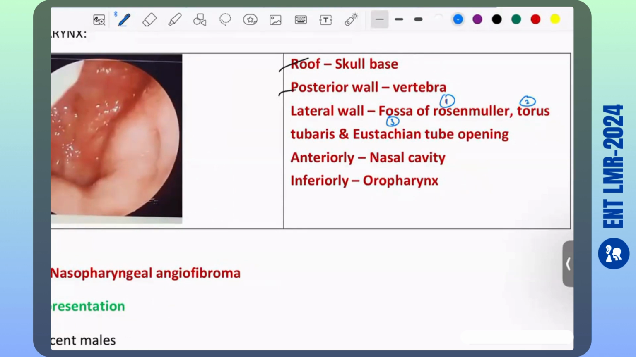Anteriorly, it relates with the nasal cavity. Inferiorly, it continues as the oropharynx. Anteriorly, nasal cavity. Inferiorly, oropharynx. Okay.